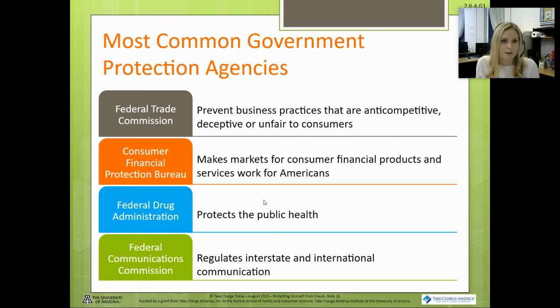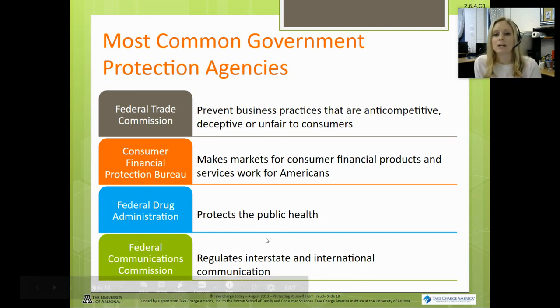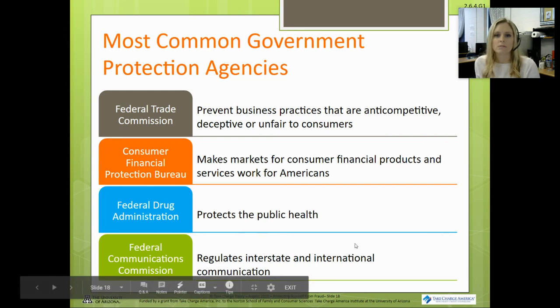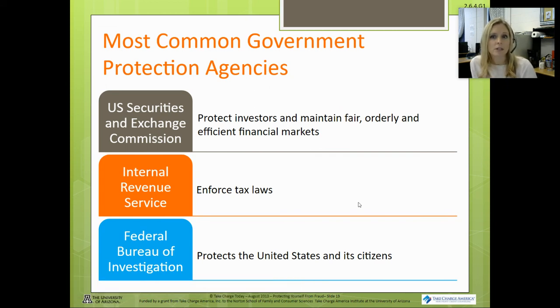And the Federal Communications Commission, the FCC, they regulate interstate and international communication. So anything that happens on TV, on radio, etc., the FCC is involved to make sure that nothing bad is going on, I guess, in general. The U.S. Securities and Exchange Commission are going to protect investors and maintain fair, orderly, and efficient financial markets. So they're just making sure that nobody's taking advantage of the general population within investments in the stock market.